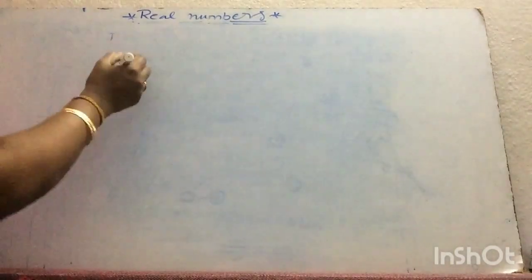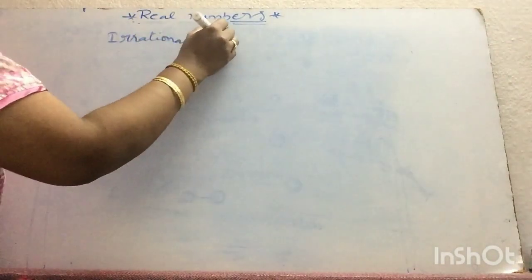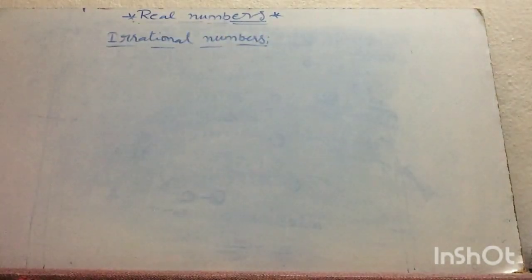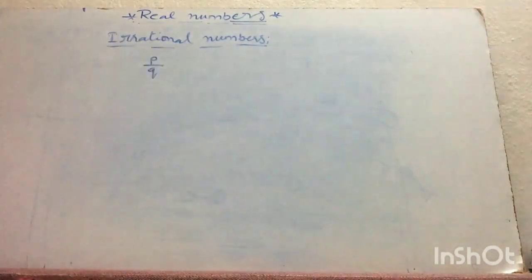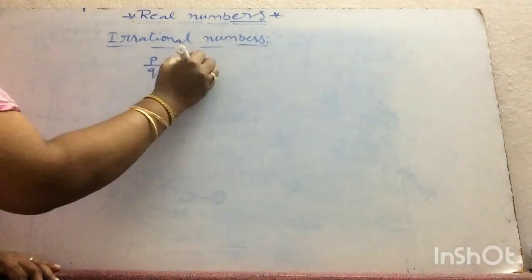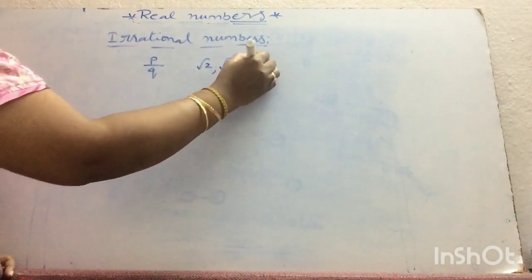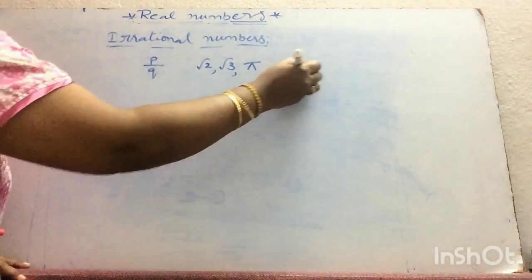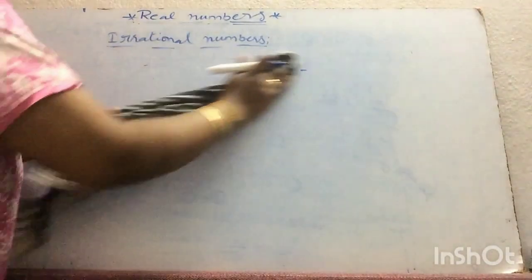I will explain about irrational numbers. I already told you an irrational number is not of the form P by Q. So what are irrational numbers? Root 2, root 3, pi. Pi is also an irrational number, and so on. And I will explain one theorem about irrational numbers.